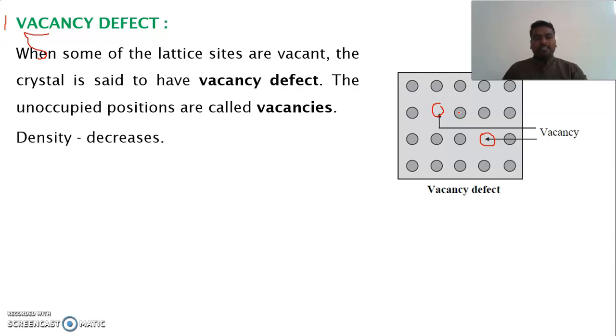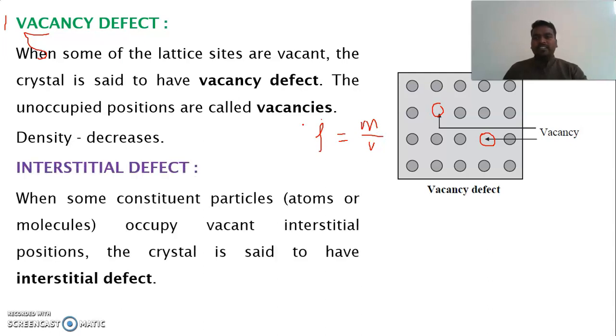And as a result of vacancy defect, the density decreases, because as the two ions have left their position, the volume will be more. We know that density is nothing but mass divided by volume. So here mass decreases, that means if two atoms are missing from the unit cell, mass decreases. As a result, the density also decreases. So this is called vacancy defect.